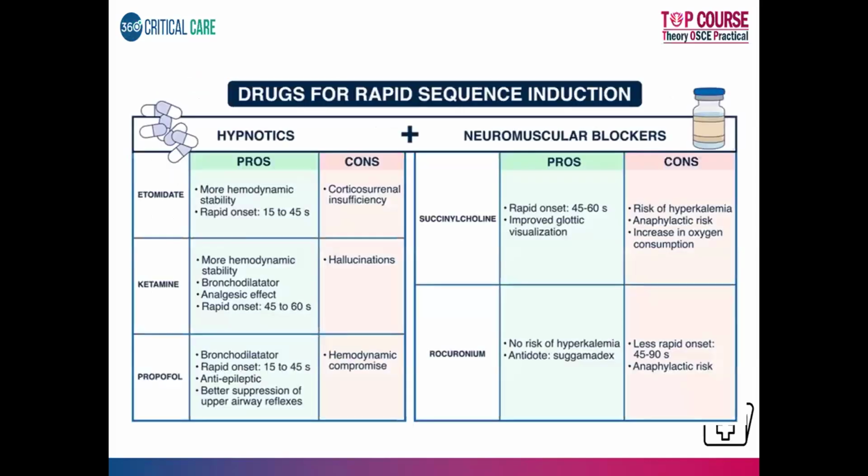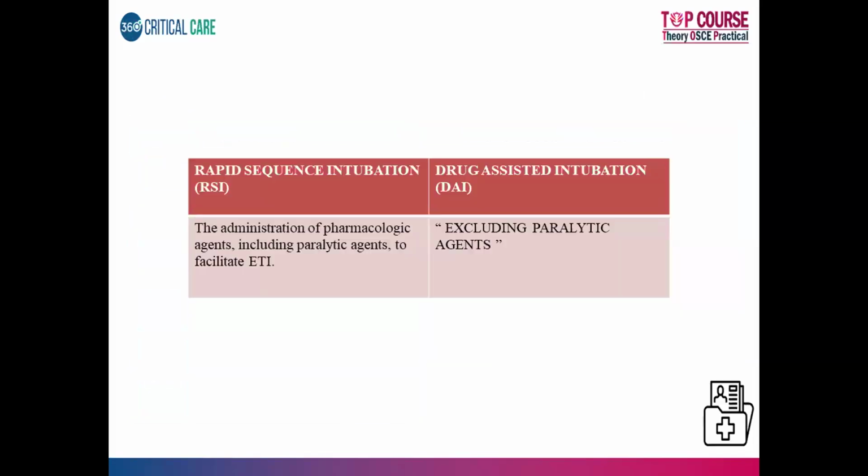Now, drugs for RSI. Yes, we all know the hypnotics usually used are etomidate, ketamine, or propofol, with neuromuscular blocking agents like either succinylcholine or rocuronium. So pros and cons, if you have time, just go through it. Not so important in this situation.